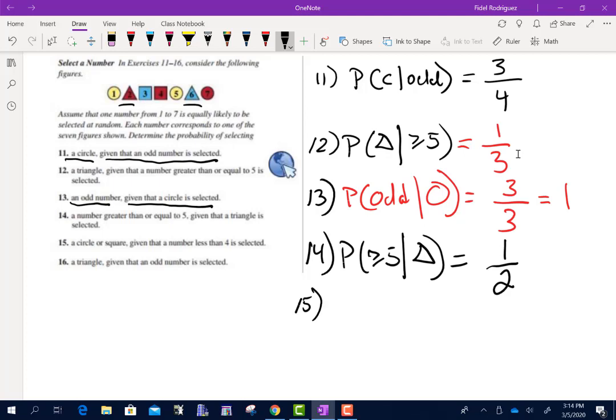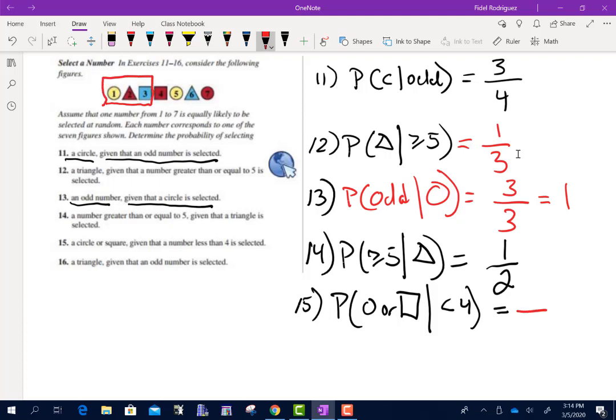And number 15 says, what's the probability that we're going to get a circle or a square given that a number that is less than 4 is selected? Okay. So first off, we want to find numbers that are less than 4. Well, these numbers right here are less than 4. Okay, so we have 3 numbers that are less than 4. Now, out of those 3, how many of them happen to be a circle or a square? Well, the first one and the last one, so 2 out of 3, right?